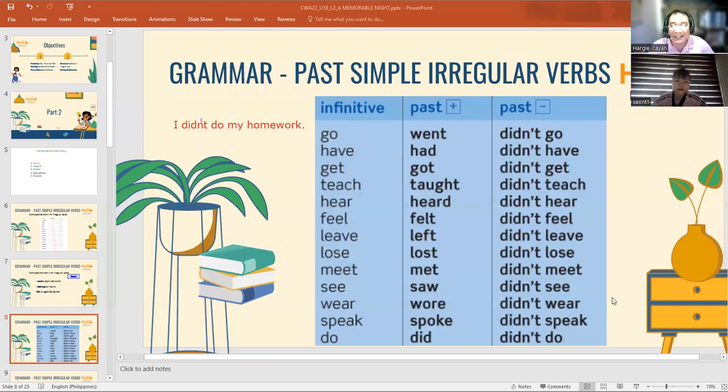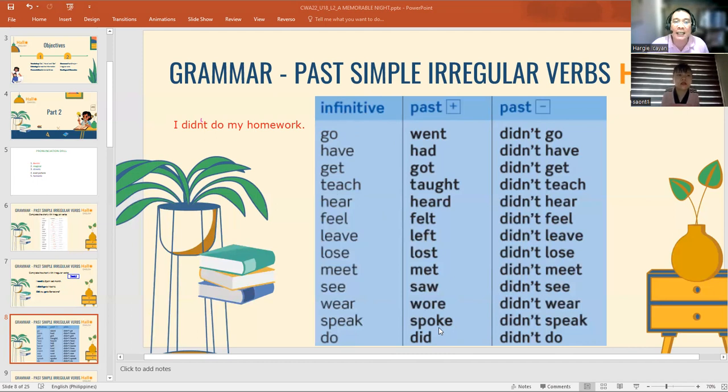Okay, so why is it "didn't do"? Again, since "do" is the infinitive or the base form of the verb, we just have to follow it. Whatever the base form of the verb is, we need to follow it. We do not say, "I didn't did my homework," so that's going to be wrong. It should be, I didn't do my homework.